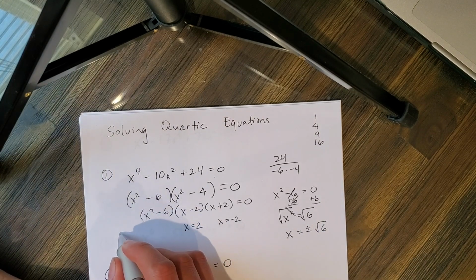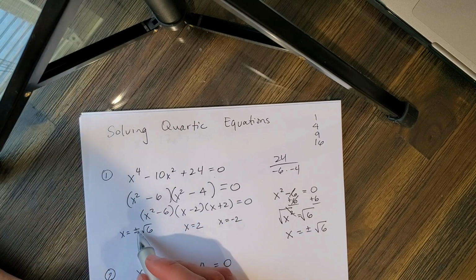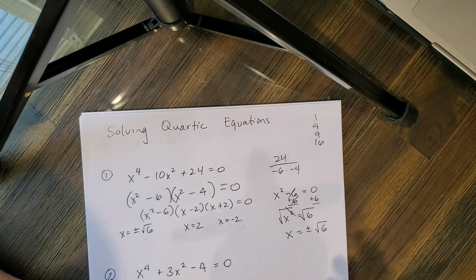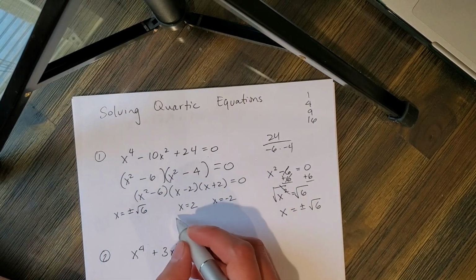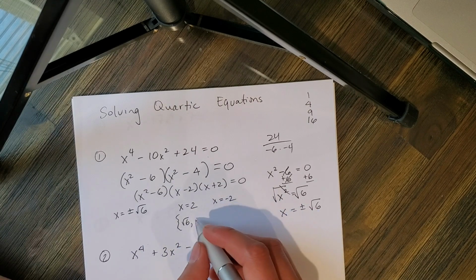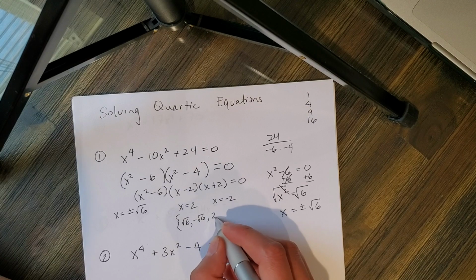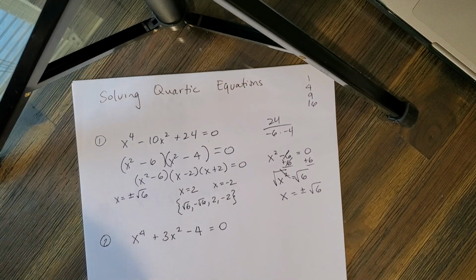Okay, so x equals plus or minus radical 6. So that counts as 2, the positive radical 6 and the negative radical 6. So a total of 4. 1, 2, 3, 4. And you can go ahead and write your answers like this. So square root of 6, negative square root of 6, 2, and negative 2. Those are all my solutions.